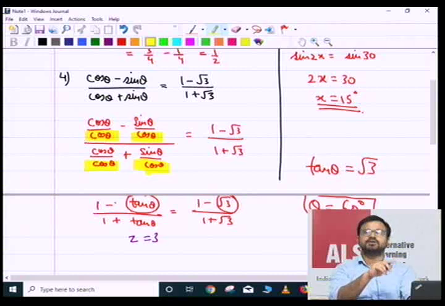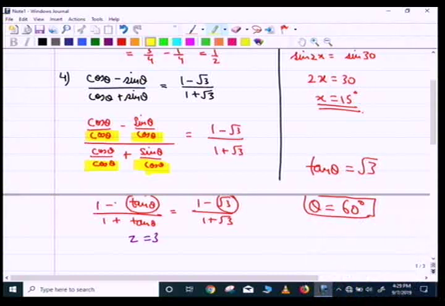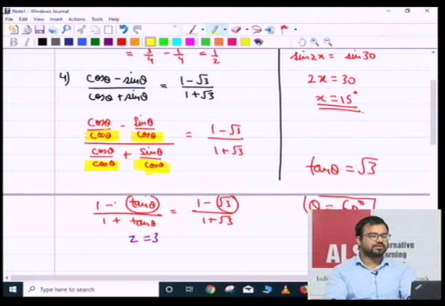Right now it is cos theta and sin theta. By dividing by cos theta, you will get only tan theta and some numbers. So cos theta by cos theta will become 1, sin theta by cos theta will become tan theta. Similarly, in the denominator, it will become 1 plus tan theta.